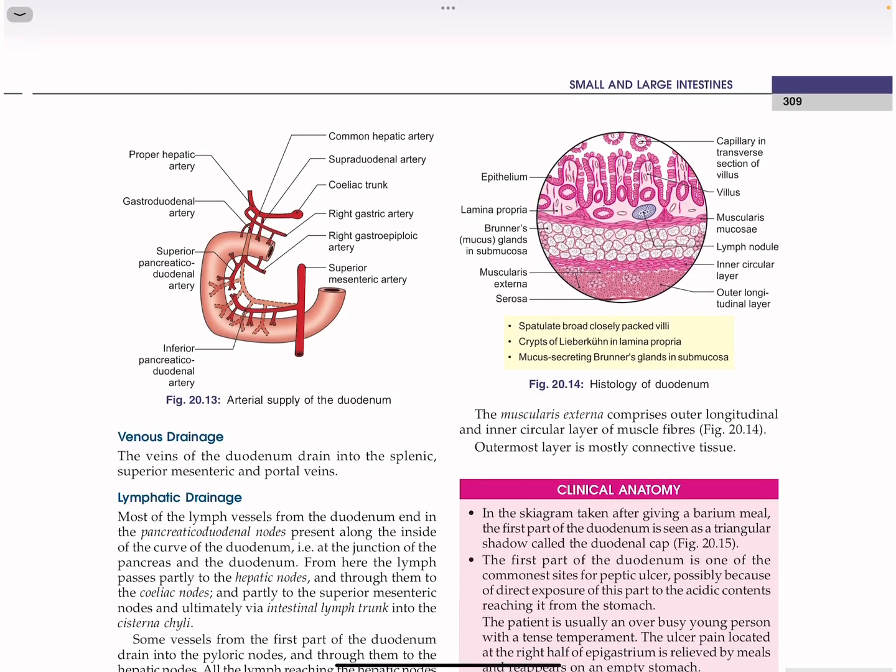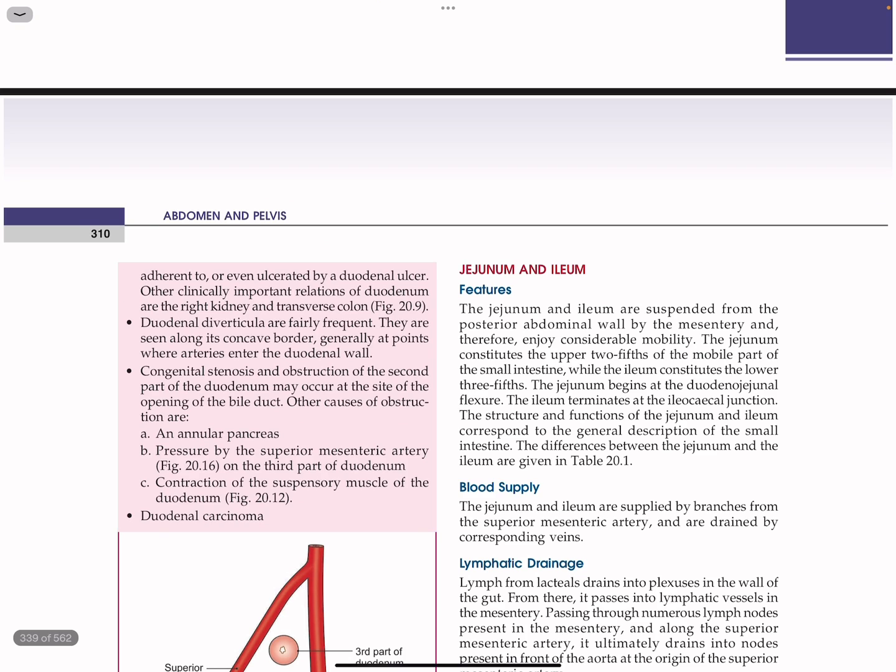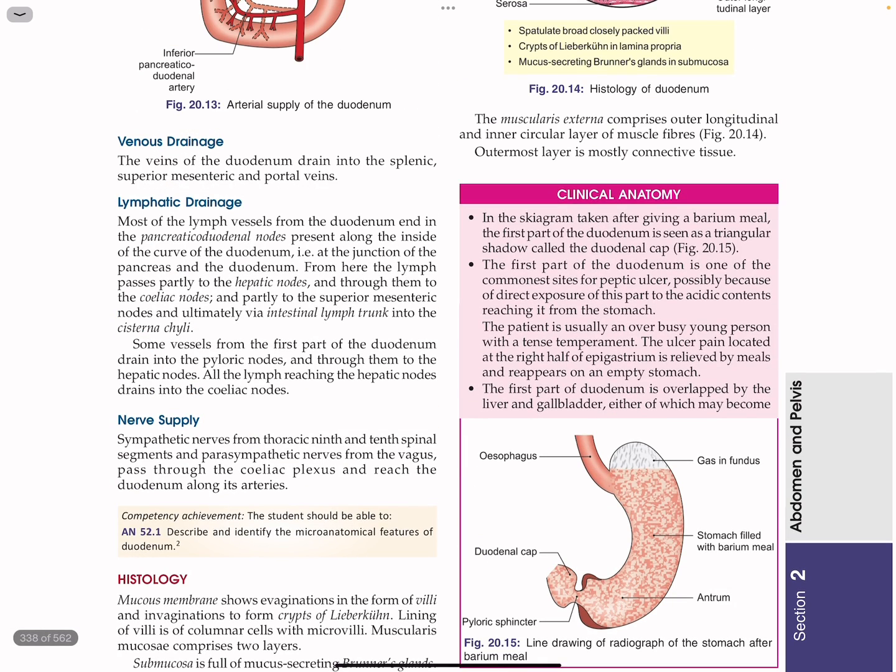Histology of duodenum. Mucous membrane shows evaginations in the form of villi and invaginations to form crypts of Lieberkühn. Lining of villi is of columnar cells with microvilli. Muscularis mucosa comprises two layers. Submucosa is full of mucus-secreting Brunner's glands. The muscularis externa comprises outer longitudinal and inner circular layers of muscle fibers. Outermost layer is mostly connective tissue.